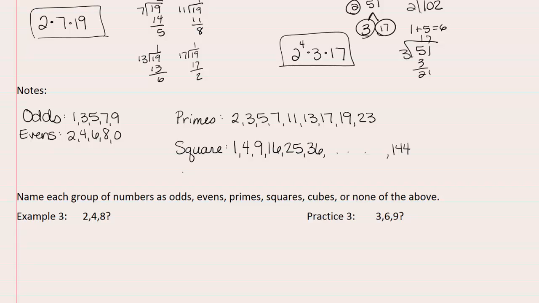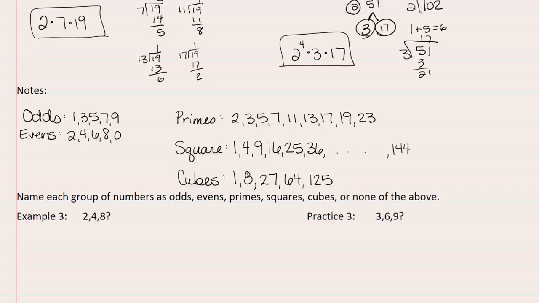The last group it asks us about are cubes. And remember, cubes are numbers where I multiply a number by itself 3 times. So 1 times 1 times 1 would be 1, 2 times 2 times 2, or 2 cubed would be 8, 3 cubed is 27, 4 cubed is 64, and 5 cubed is 125. We only need to recognize our cubes through 125.